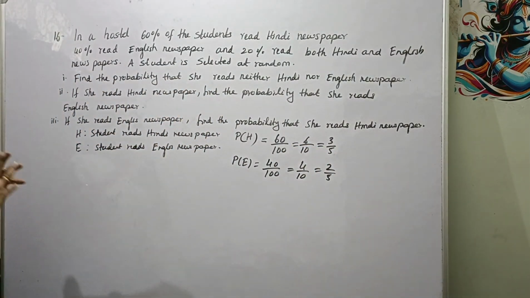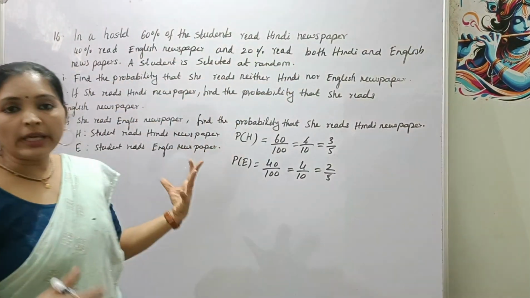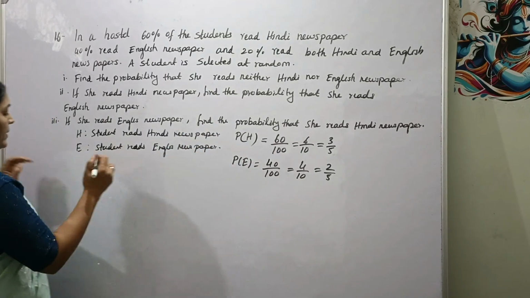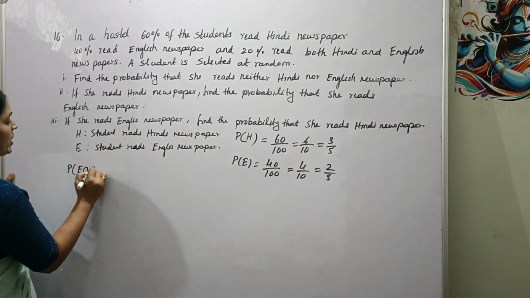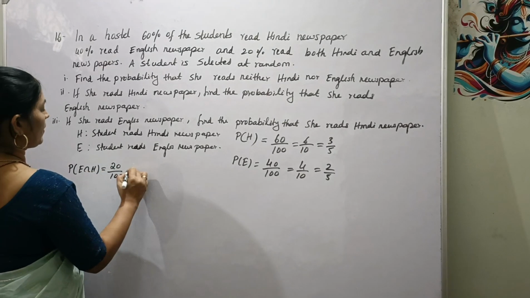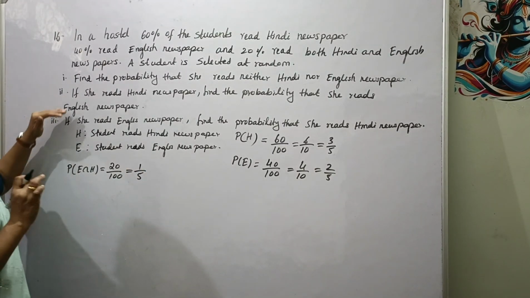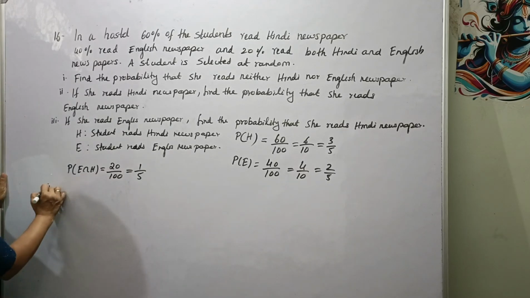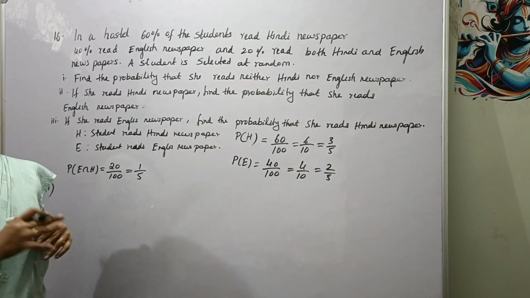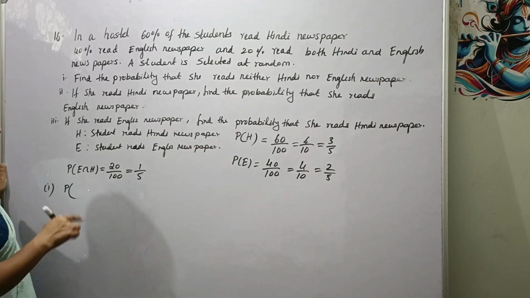Then after that, what is probability of H intersection E? See, it is given 20% read both Hindi and English. That is nothing but probability E intersection H, right? That is probability of E intersection H is equal to 20 divided by 100. That is equal to 1 by 5. Okay. Now, first question is find the probability that she reads neither Hindi nor English. Okay, that is probability of neither Hindi nor English.